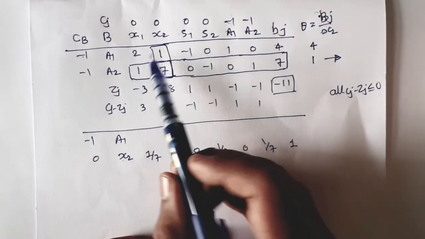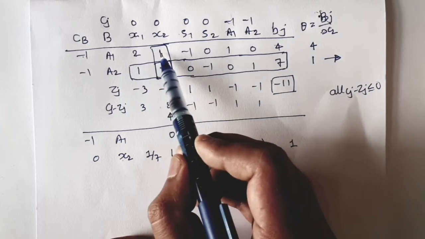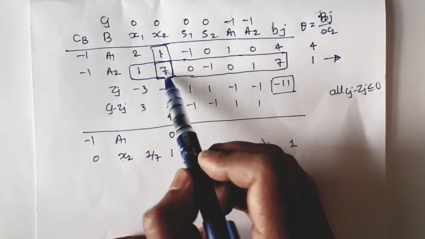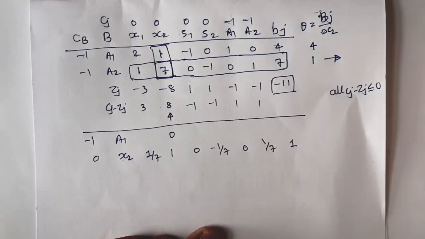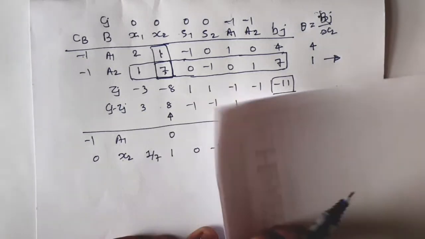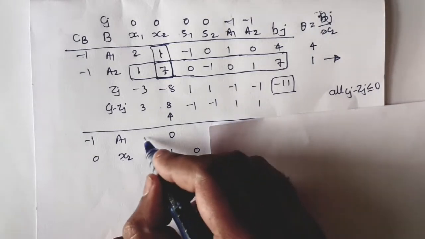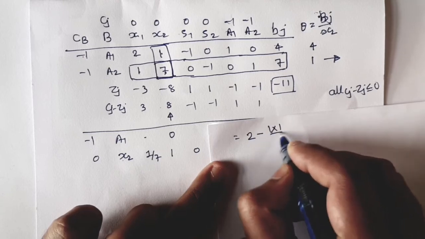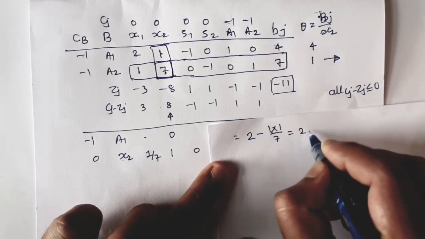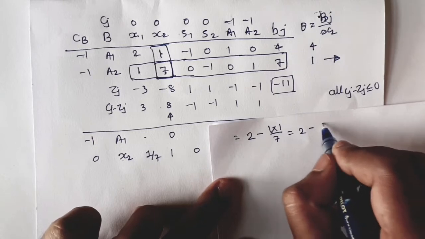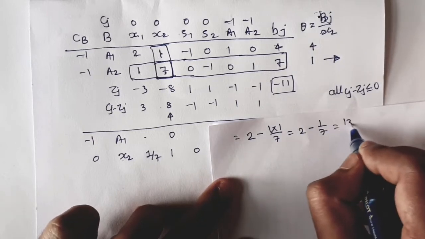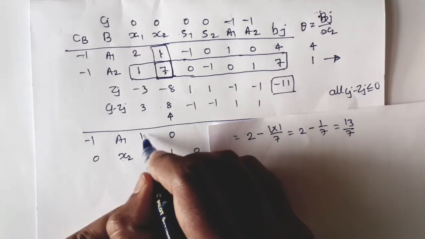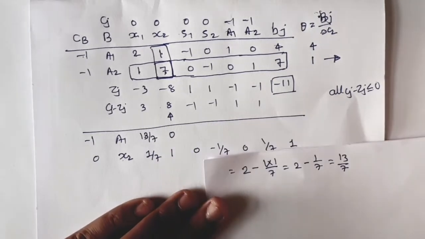Now for any other element, we must go for the equation: new element equals old element minus corresponding key row element multiplied by corresponding key column element divided by key element. So for the first case, for this element, new element equals old element 2 minus 1 multiplied by 1 divided by 7. So it will be 2 minus 1 by 7, so it will be 13 by 7. So here the element will come as 13 by 7.